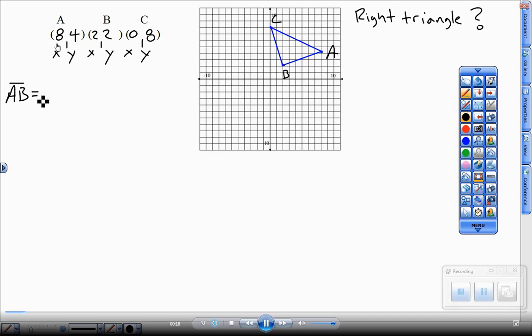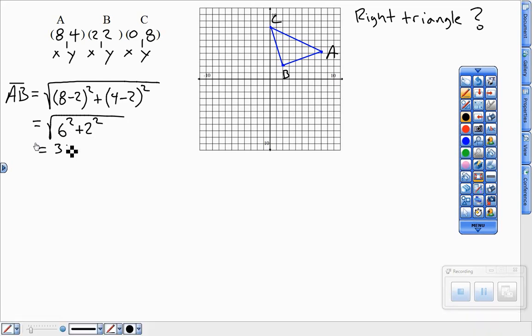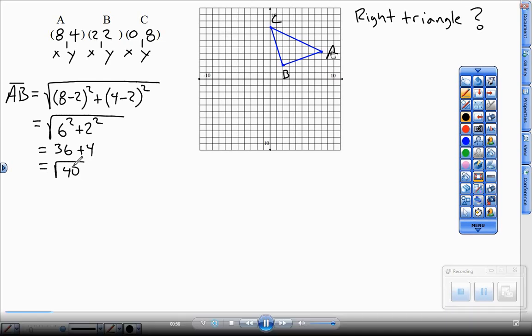So for AB, taking the distance between these two points, 8 minus 2, subtract the two x numbers together, plus the difference of these two y numbers. The order does not matter. I could have written 2 minus 8 and would have got the same answer. That gives me the square root of 6 squared plus 2 squared, which is 36 plus 4, which gives me the square root of 40. That's the length AB.